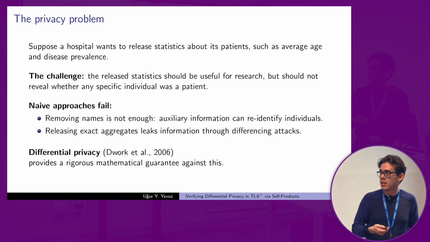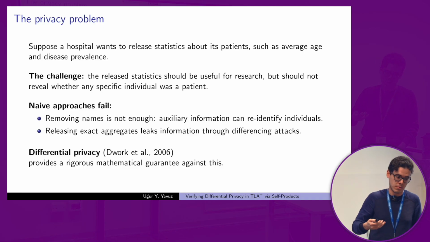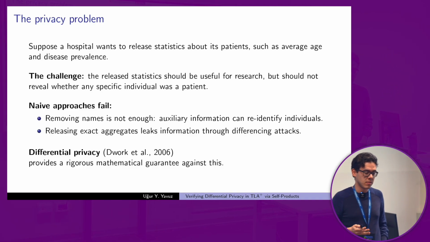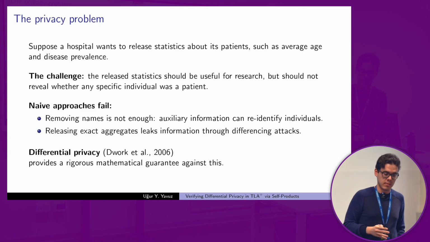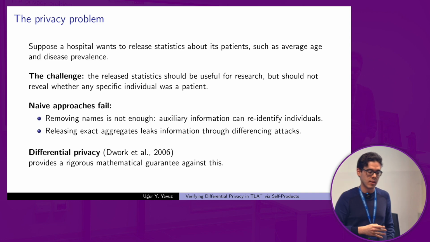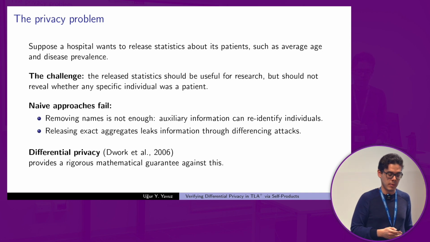And you might be thinking that this is easy. You just remove the names, right? Or only release aggregates instead of individual records. Unfortunately, neither of these work. Removing names is famously insufficient, and there's a long history of de-anonymization attacks where auxiliary information from another data set is just enough to re-identify people easily.